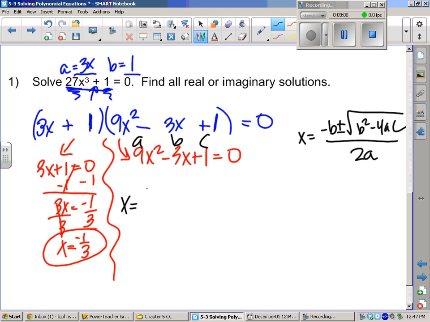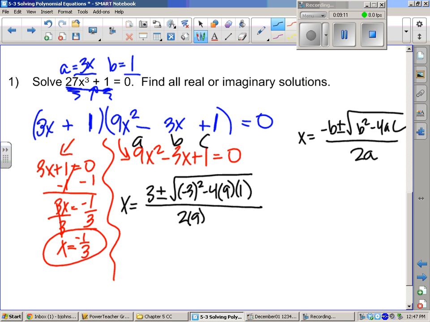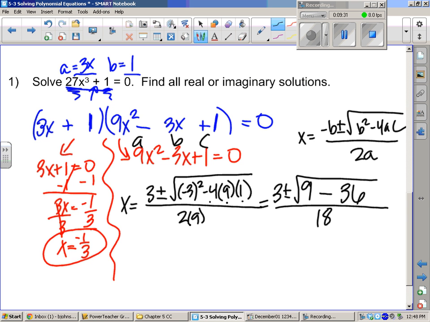Plugging it all in. 3 plus or minus the square root of negative 3 squared minus 4 times 9 times 1, all divided by 2 times 9. So this is why we did so much practice on quadratic formula. Working underneath the radical, negative 3 squared is positive 9. I like to do the sign next. I've got a negative times a positive times a positive. That's going to stay negative. And then subtracting 4 times 9 times 1 is 36. All divided by, that's 2 times 9, which is 18.